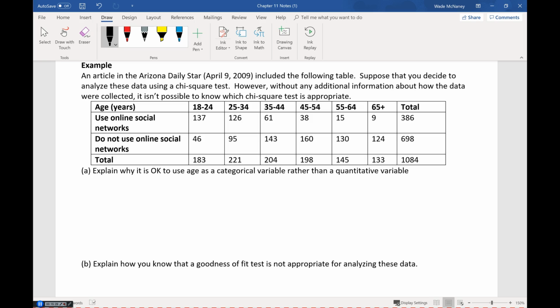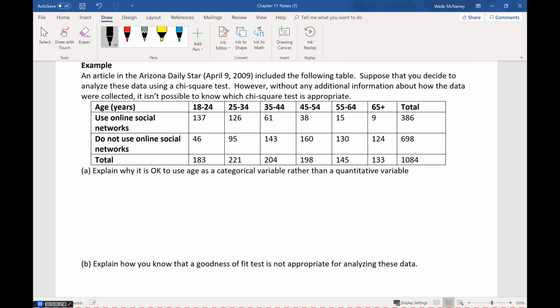How else could we have done this? Tanner? Separate the populations to the age groups and then ask them if they use it or don't. Good. We could have intentionally sought out 183 18 to 24-year-olds and asked them, do you use social networks, yes or no? Then we could have intentionally sought out a random sample of 25 to 34-year-olds. A whole different group of people, right? Because when we do this, we have to sample from different populations, not the same population. So ask 221 people that are 25 to 34, do you use social networking, yes or no?